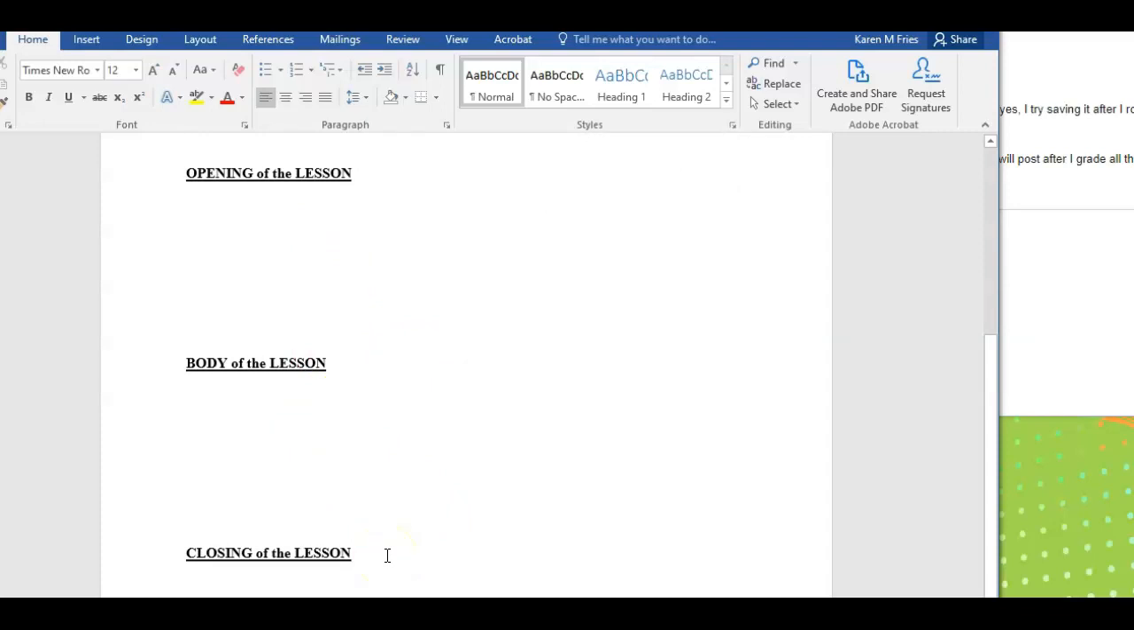What are some of those good practices that maybe you're hearing about in 763, or maybe you've heard about from 762? So think back to some of the coursework that you're taking or that you've already had, and just think about some exemplary practices. What should happen during the opening of the lesson? What should happen during the body of the lesson? What should happen during the closing of the lesson?